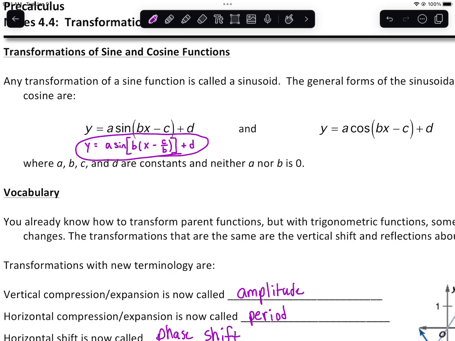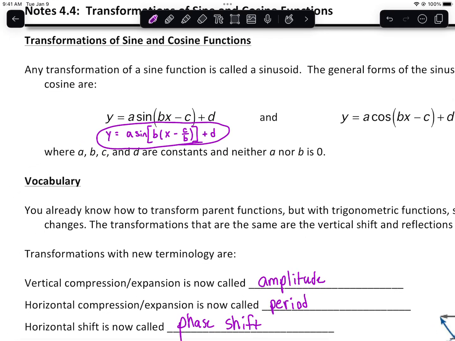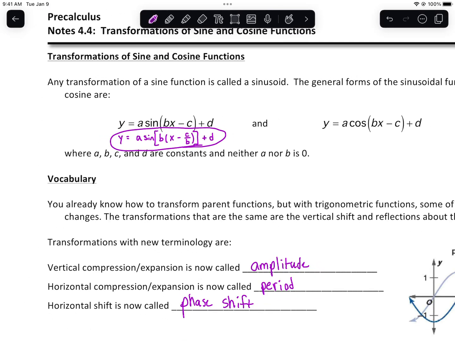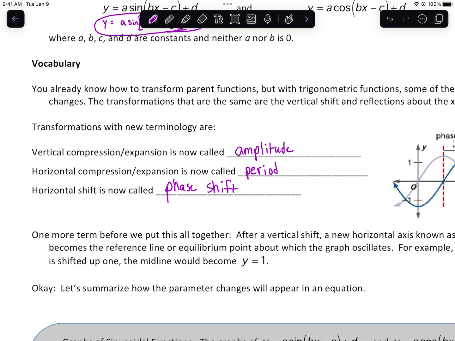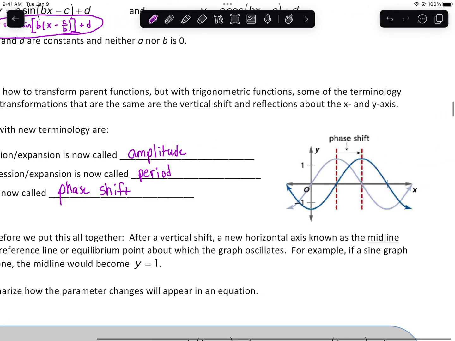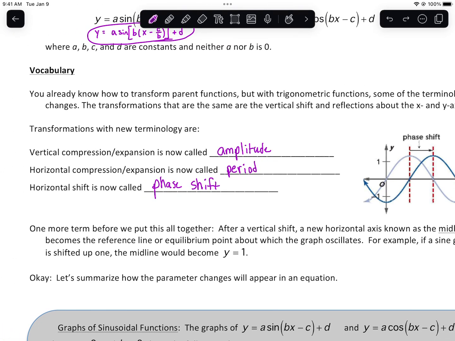So A, B, C, and D are going to be constants, so that just means some type of number. And A or B cannot be 0, because that would mess things up. Now we'll have some different names for the terminology of the transformations: vertical compressions and expansions we're now going to refer to as the amplitude. Amplitude usually starts from the midline, and it's how many units up or down the graph will go. A period, we learned, is how long it takes for one cycle. So when you start expanding or compressing your cycles, we'll just refer to it as a new period number. And then horizontal shift is actually going to be called phase shift.